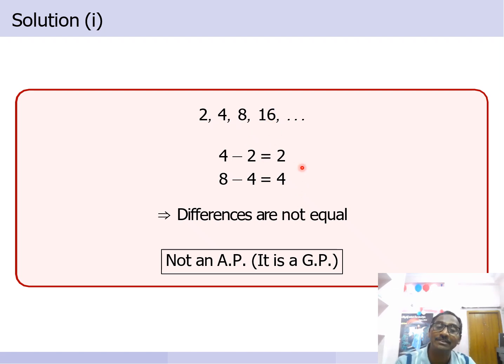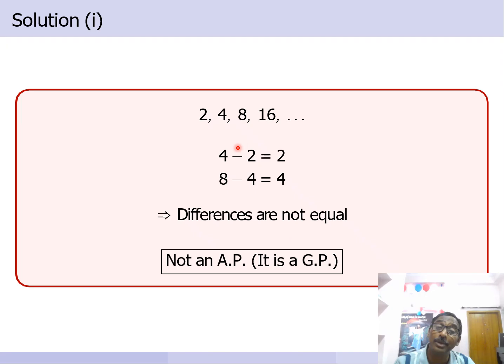So you are not getting a fixed number. The differences are not equal, so this is not an arithmetic progression, but it is a GP. So this is a geometric progression. Why? See here, the second term by the first term gives 4 by 2, which is 2.